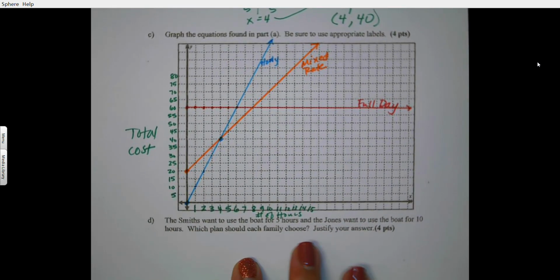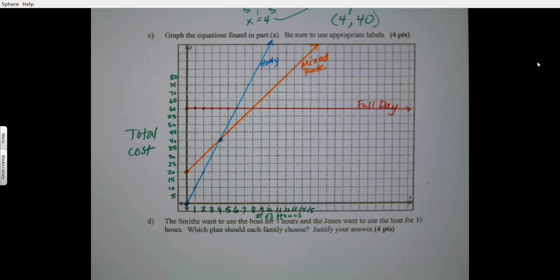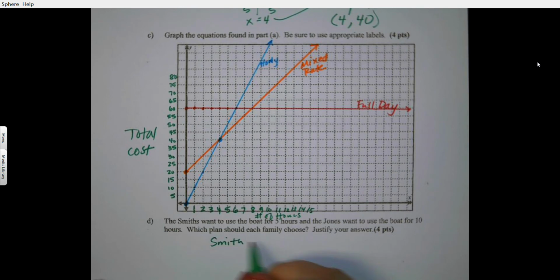The Smiths want to use the boat for 5 hours, and the Joneses want to use it for about 10. Which plan should each family use? Okay, so I've got the Smith family, and they want to use it for 5 hours. And I've got the Jones family, and they want to use it for 10 hours.